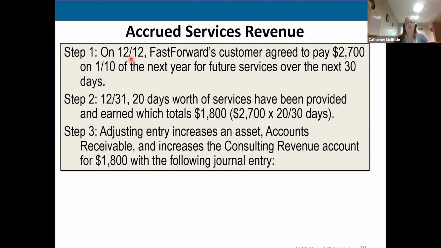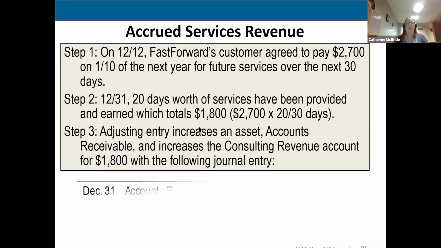But we have to make sure that we record in December revenue that is earned in December. So we have 20 days worth of revenue that was earned in December. So if we take our 2,700 times 20 out of 30 days, we earned in December $1,800 worth of revenue, and we have not recorded it.